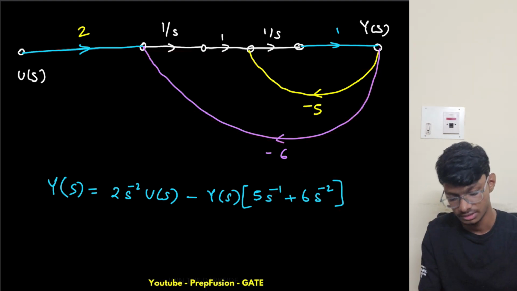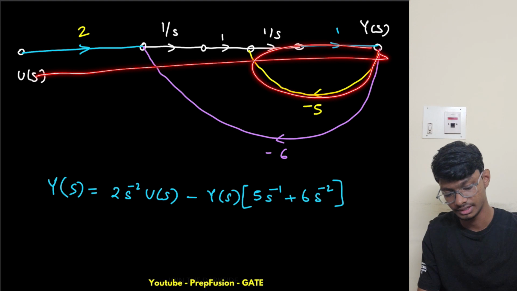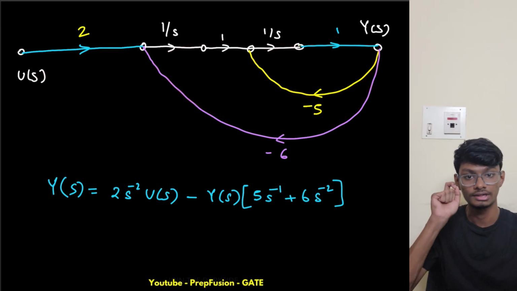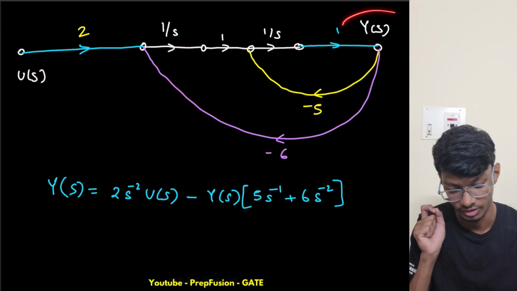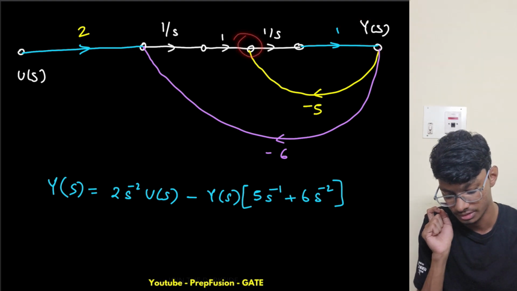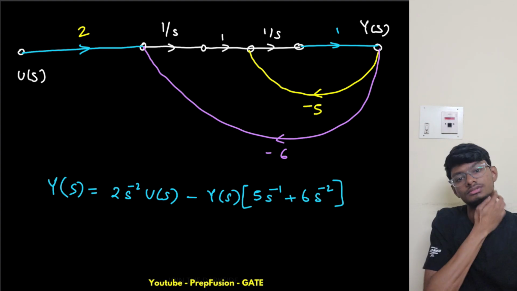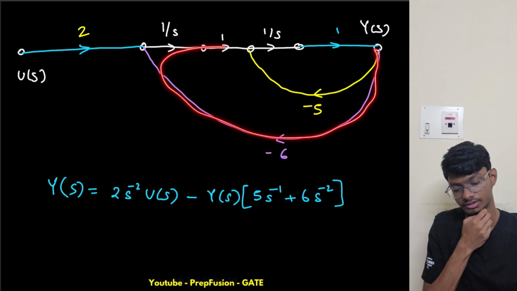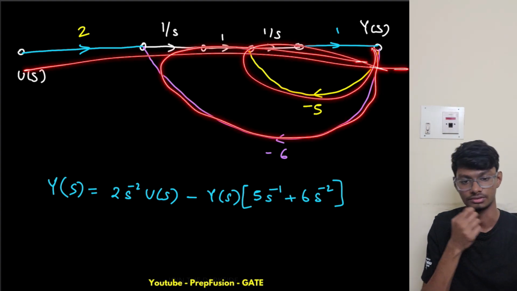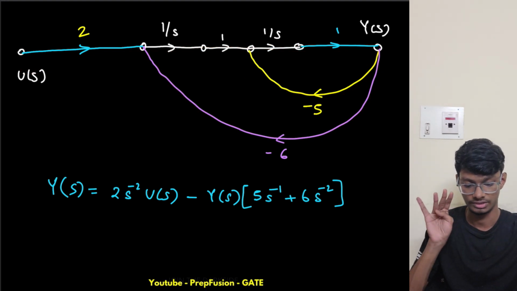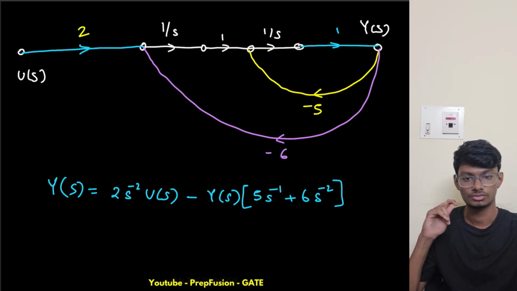So 3 things are getting added. This u of s is getting added, this is getting added, and this is getting added. You write the Mason's gain formula of y of s in terms of this node and this node and this node, right? All these 3 nodes. So from there you will understand, yes, you're correct, this y(s) is coming over here and over here and over here. So we have 3 forward paths.